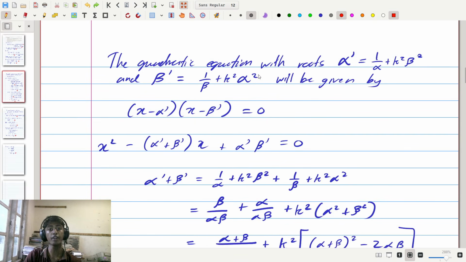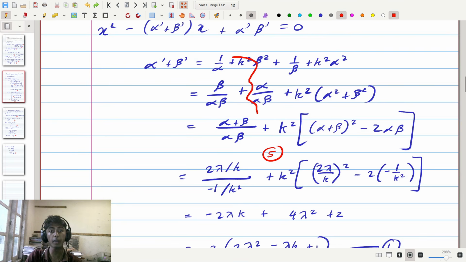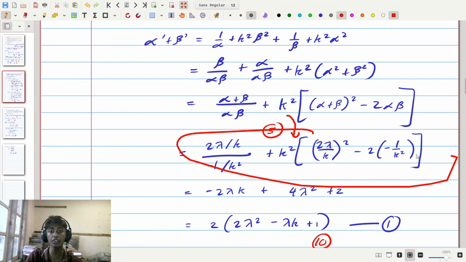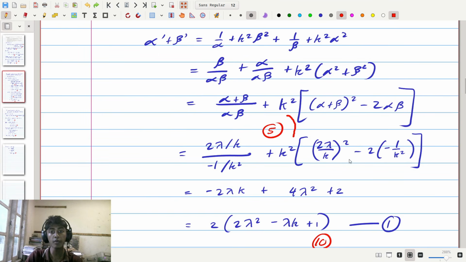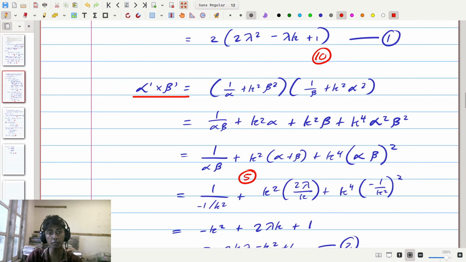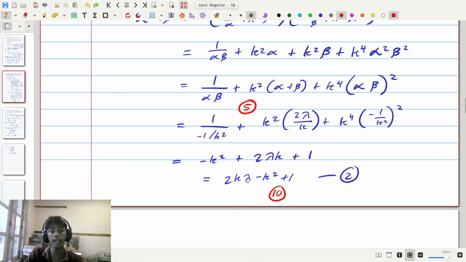Now after that, when you find the quadratic equation with the roots alpha dash and beta dash, which are 1 over alpha plus k squared beta squared and 1 over beta plus k squared alpha squared respectively, in finding them, when you find alpha dash plus beta dash, doing the substitution simplifying and getting to this point, and then substituting in alpha plus beta and alpha times beta in these two expressions here, this gets you 5 marks. And after that, when you simplify down and get the correct answer like this, you get another 10 marks. Now similarly, for alpha times beta, when you simplify down like this, get to the point where you have alpha times beta and alpha plus beta, and then substituting gets you 5 marks, and the final answer gets you another 10 marks.